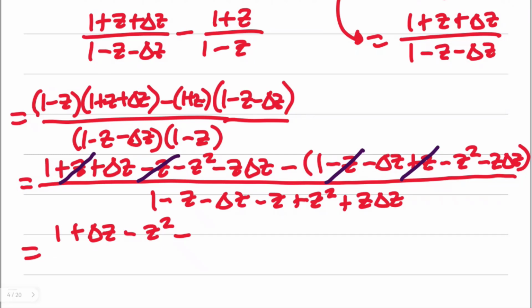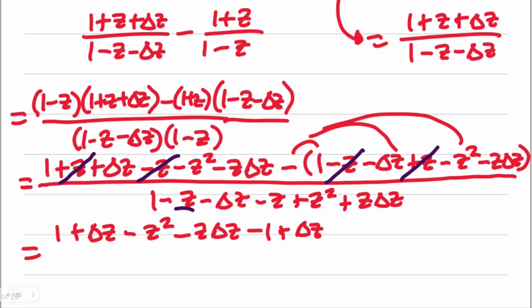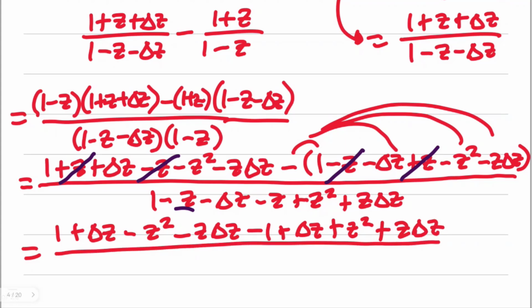Alright, so I can actually combine these two later on our denominator. So we have minus z delta z, distributing that, minus 1. This one here, plus delta z. This one here, so plus z squared, and this one here is plus z delta z, all over our entire denominator. 1 minus 2z. You have this 2, right? Then we have here minus delta z and plus z squared plus z delta z.